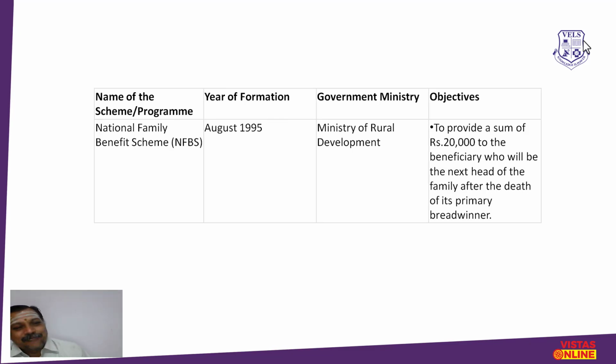And in the same year, one more scheme was introduced, the National Family Benefit Scheme. The main objective of this scheme is to provide rupees 20,000 to the beneficiary who will be the next head of the family after the death of the primary breadwinner. Suppose the breadwinner of the family dies, then the government will give rupees 20,000 in order to survive.